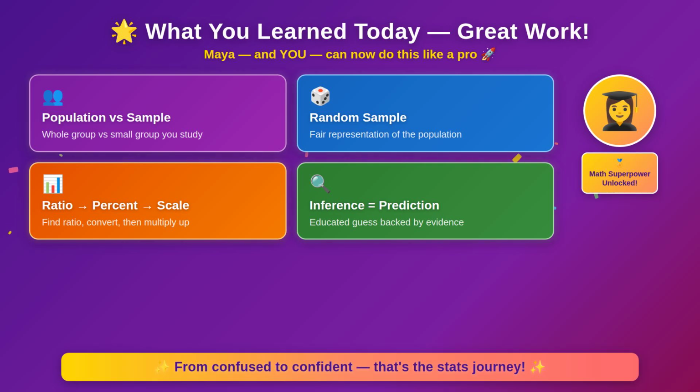Here's what we covered. Population is the whole group. Sample is the smaller group you actually study. A good sample is random and large enough to be representative. To make an inference, find your sample ratio, convert it to a percent, and scale it up to the population. And remember, inferences are predictions based on evidence, so the better your sample, the better your inference. You just learned one of the most powerful tools in all of data science.